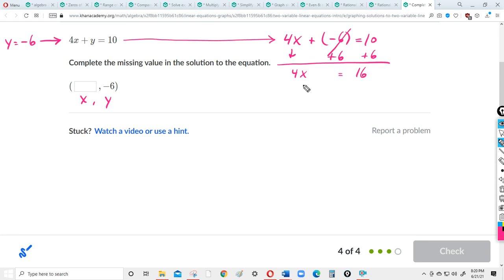Okay, so here we have 4x. The opposite of x times 4 is divided by 4. You do that to both sides. 4's cancel. X equals 16 over 4, which is just 4. So you take the 4 and you put it in the box for the x.